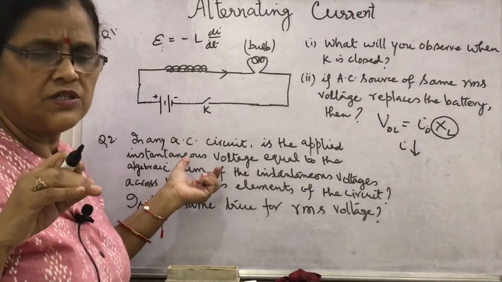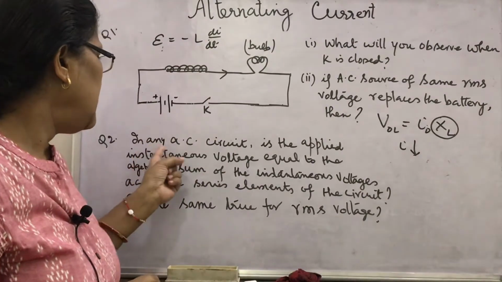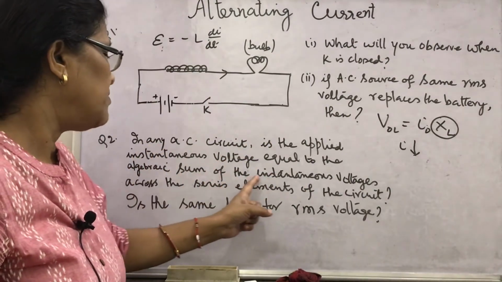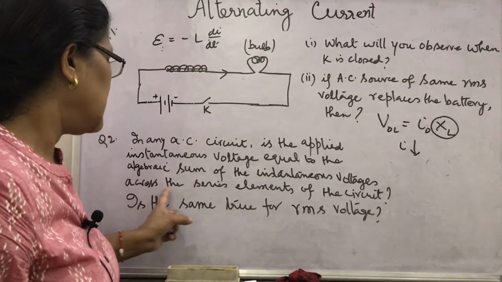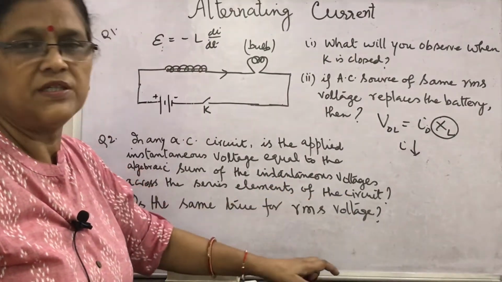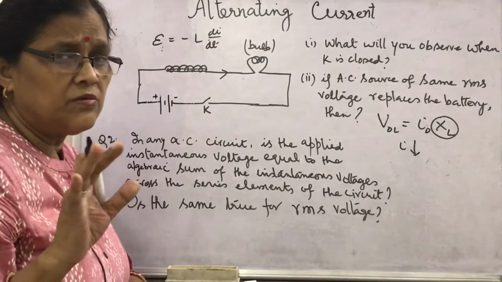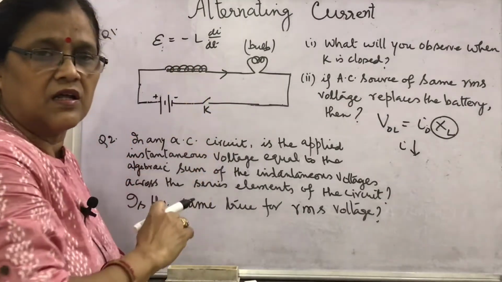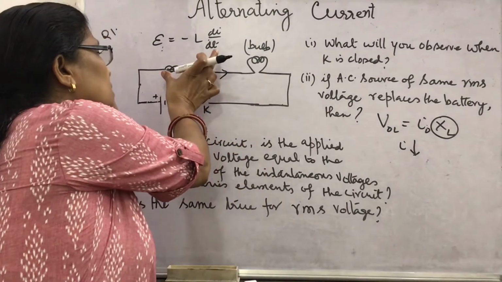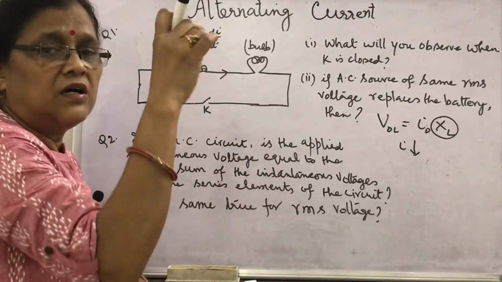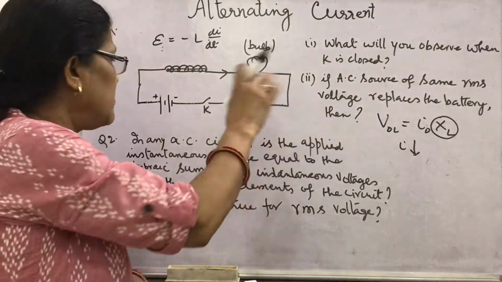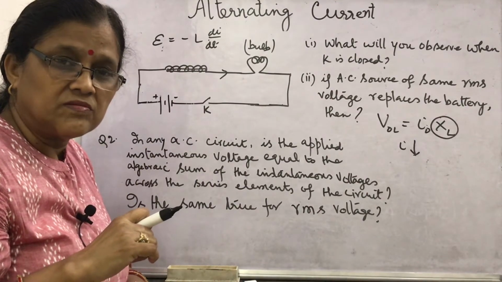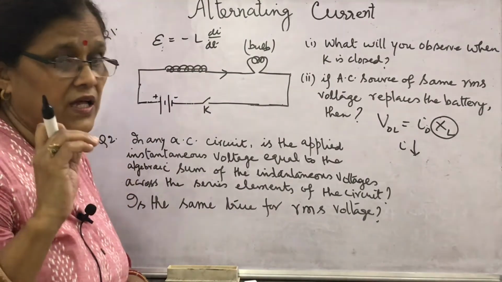See the second question, this is also conceptual. In any AC circuit, is the applied instantaneous voltage equal to the algebraic sum of the instantaneous voltages across the series elements of the circuit? What is the meaning of this question? Suppose in the same example, this is R and this is L, then will the algebraic sum of the voltage across this and this be equal to the same voltage which is applied? What will be your answer?